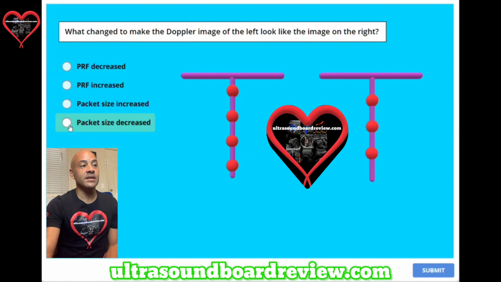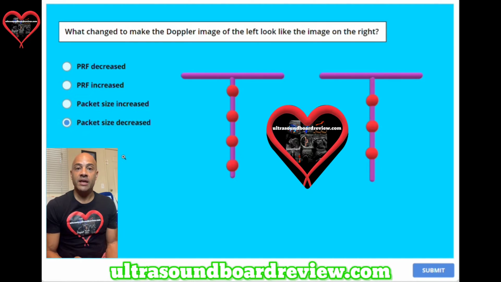The answer is D, the packet size decreased. Packet size or ensemble length is the number of pulses per scan line. So in this image you have 4 pulses, in this image you have 3, so the packet size decreased.